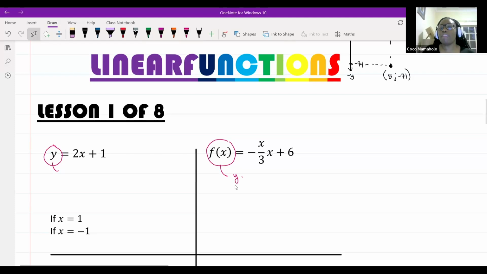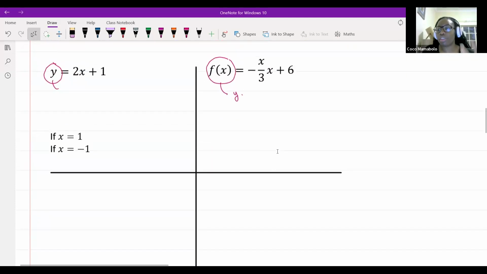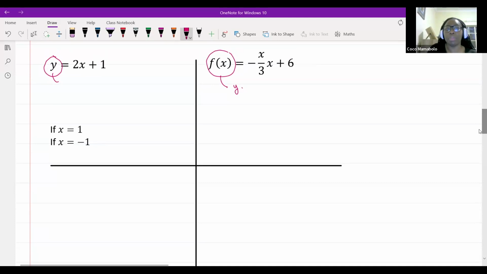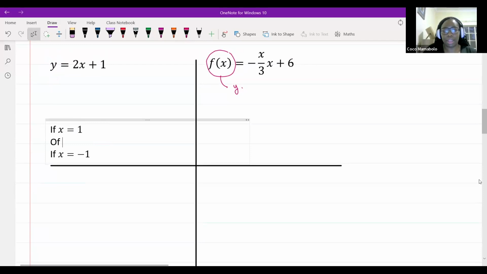Okay, so if we want to draw the graph of a function, if we want to see where a graph is defined anywhere, we're going to pick random values. I like to include in here if x is equal to 0. Okay, we're going to look at these three.